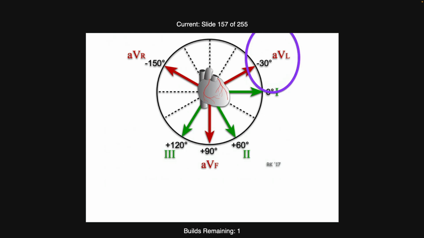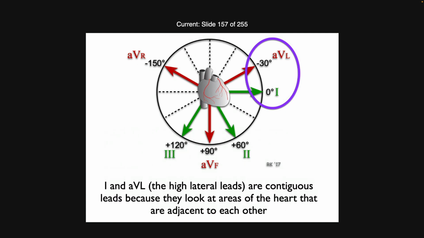Now, anybody remember 1 and AVL? What are those considered? We know they're not inferior because we just did inferior. Say it again? Lateral. Yeah, these are the high laterals. And again, these are considered contiguous leads, not because of how they lie on the 12 lead itself. But if you look at what area of the heart lead 1 is looking at, and what area of the heart AVL is looking at, they're areas that are adjacent on the heart.